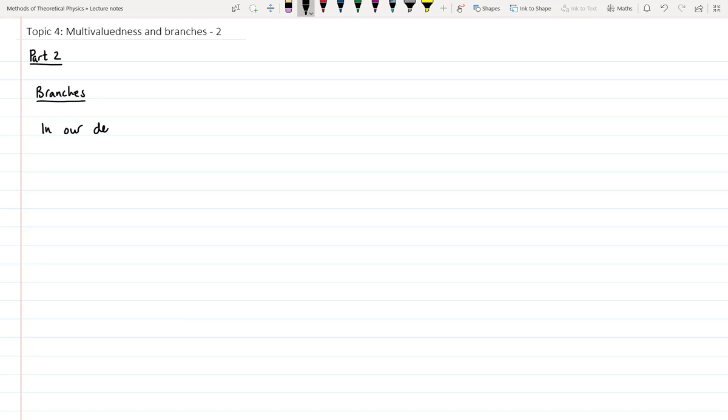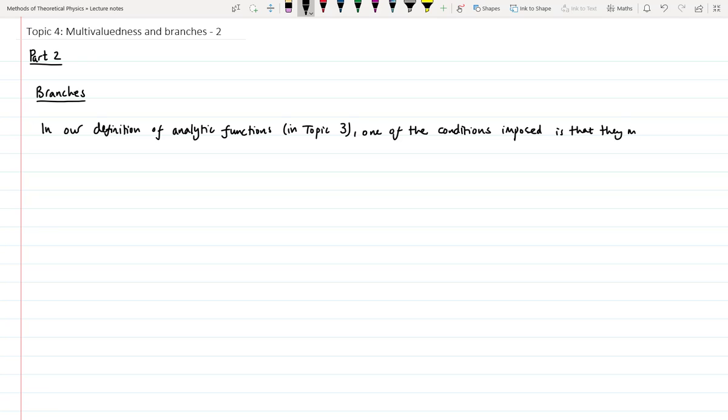In our definition of analytic functions, and that was given in topic 3, one of the conditions imposed is that they must be single valued.